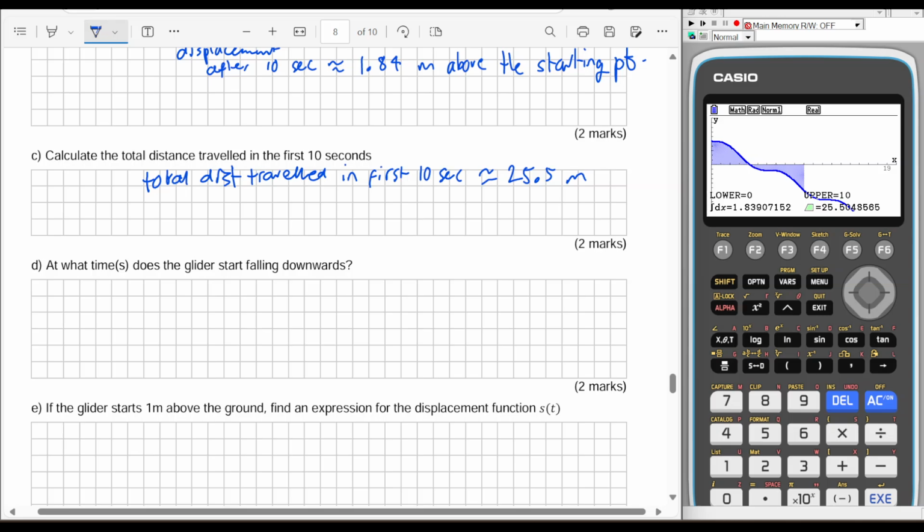Yep, we are. At what times does the glider start falling downwards? So this is going to be for the velocity equals 0. So we're going to go G solve root. Try that again. 4.152. So T roughly equals 4.15 seconds.